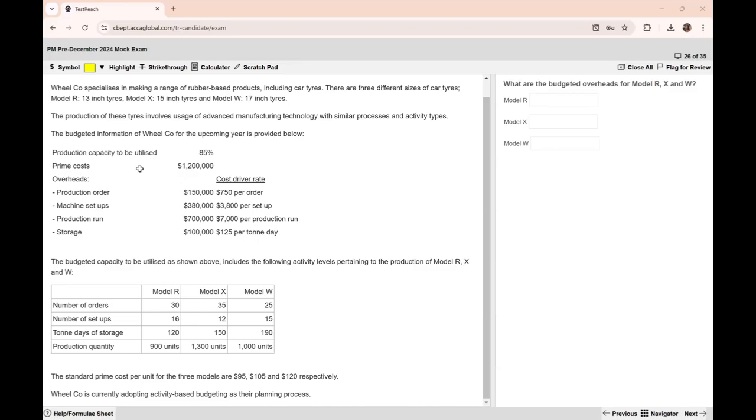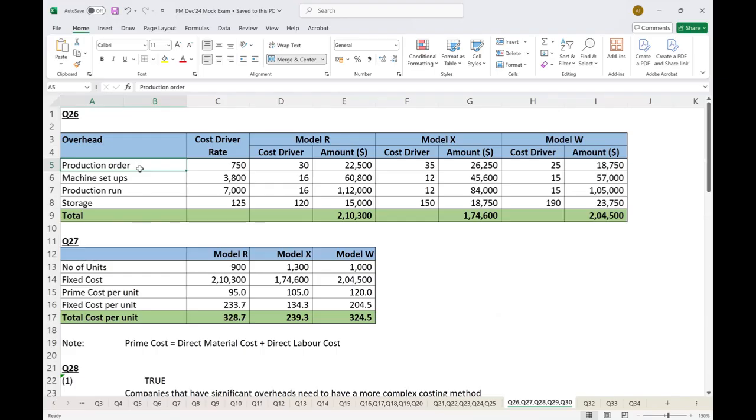Here we have the four different types of overheads which were given to us in the question: production order, machine setup, production run, and storage. I've noted down their cost driver rate here, and I'll write down the relevant cost driver. For production order, the cost driver would be number of orders. For machine setup, the cost driver would be number of setups.